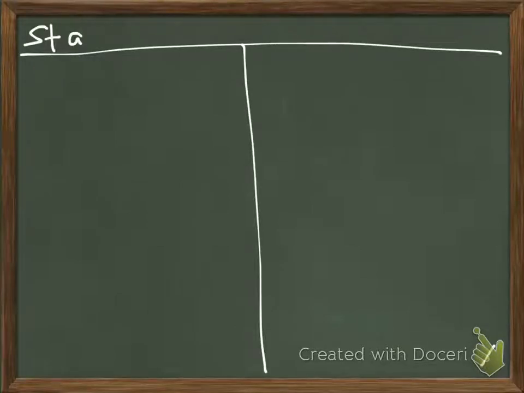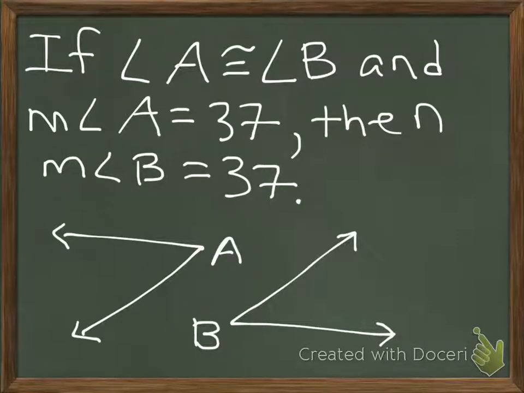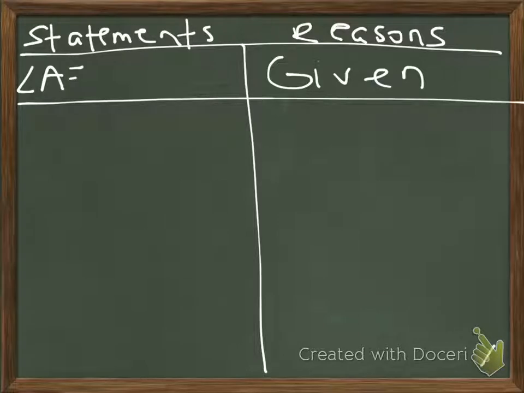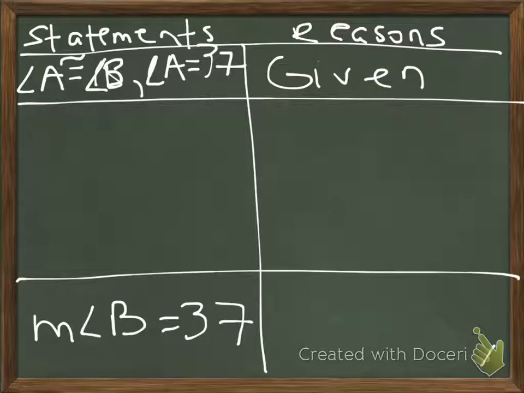we always start with statements and reasons. And our first statement is always the given. So in this case, angle A is congruent to angle B, and angle A equals 37. Okay, so that is our given. And we're eventually trying to get to angle B has to be equal to 37, which is the then part. So the measure of angle B equals 37. That's going to be our last step.